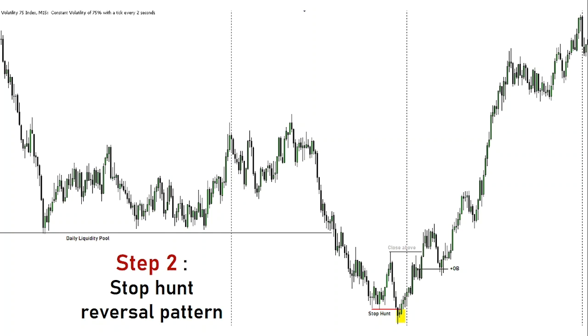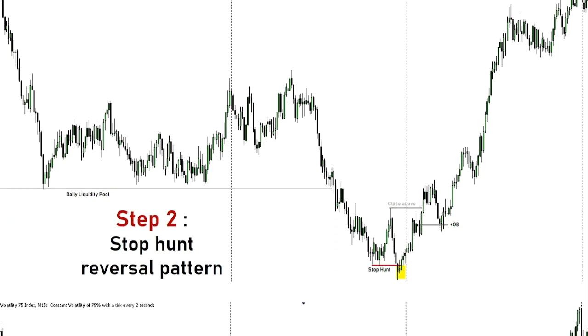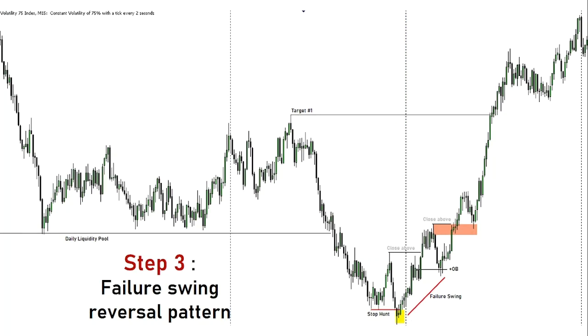to play it safe, and so you have to wait for the failure swing reversal pattern, which is only confirmed after you see a close above this. As I said before, the stop hunt will create the breaker block, while the failure swing will create the mitigation block. This is where price bought from, and the target is always going to be the previous daily high.